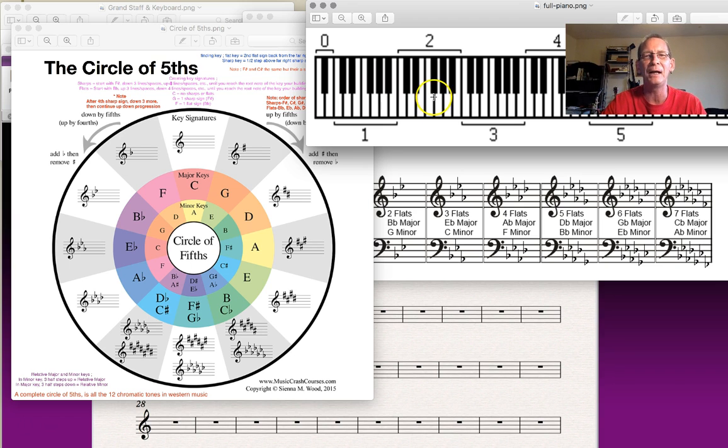The same thing works with the keyboard as a visual reference: you remember that black key is going to get played and not this white one, and then you're playing in the key of G, and it's that simple. Those are some simple concepts to get through your head.